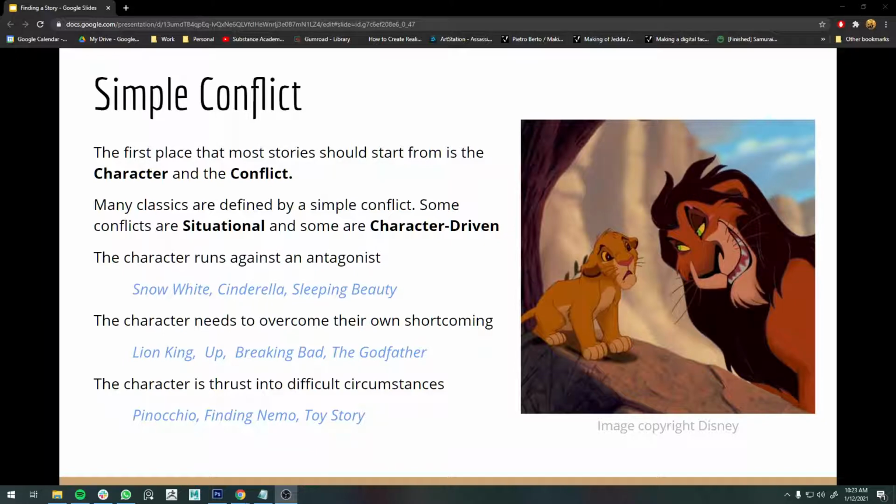Up is a great classic example of a cantankerous old man who starts off being a jerk at the beginning of the film, but by the end of the film, he is a reformed person, or he has a redemption arc where he comes to terms with what was making him miserable.